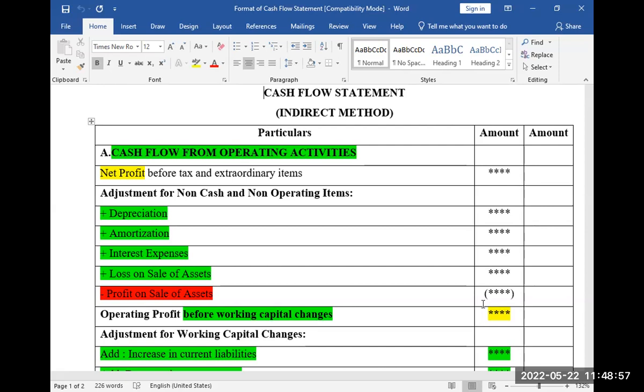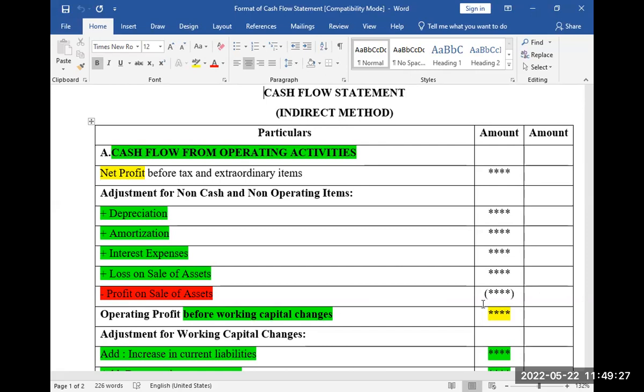I mean, depreciation, for example, is an operating activity. But it is not a cash activity. It does not result in cash outflow or inflow. It's neither inflow nor outflow. It's only a book entry. Payment of salary results in cash outflow. Payment of interest results in cash outflow. Payment of donation results in cash outflow. But depreciation does not result in cash outflow at all. It's only a book entry.